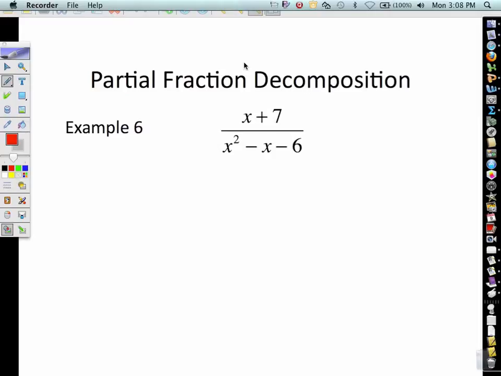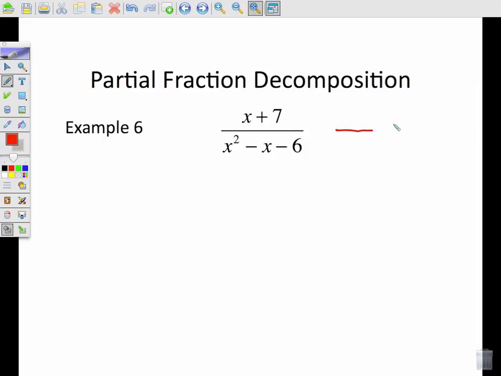Alright, in this video we're going to be working on decompositions of partial fractions, and what we're going to be looking at is taking this expression here and breaking it up into the addition of two other fractions. And so here's our process. The first step is to factor your denominator here. So this factors to x minus 3 and x plus 2.